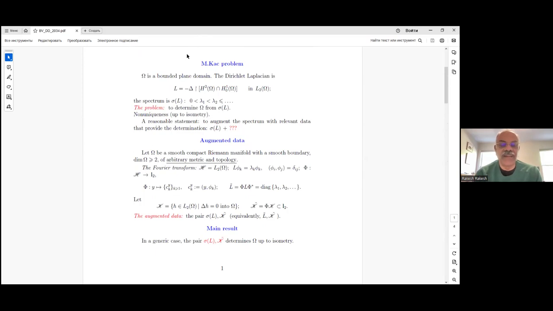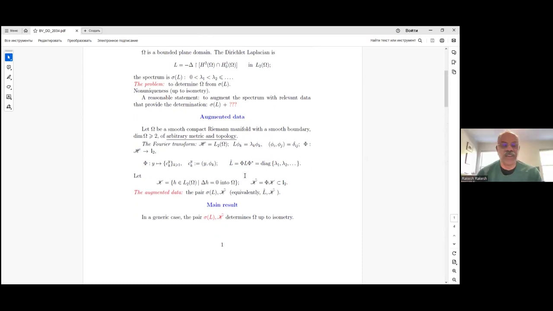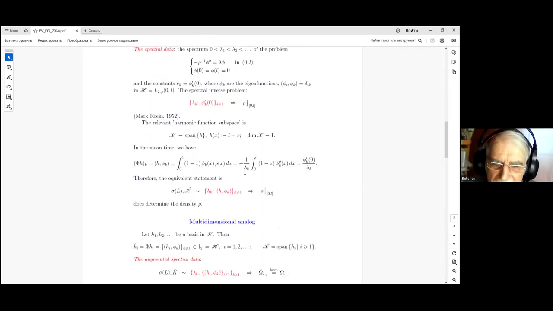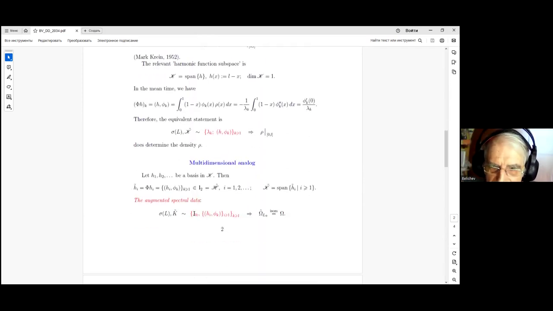So your data are the spectrum and the Fourier coefficients of the harmonic functions, correct? In this statement, yes, we have the spectrum and the Fourier coefficients of harmonic functions for a complete system of harmonic functions. Right. Isn't that the same thing as knowing the normal derivatives of the eigenfunctions on the boundary? Just by the Green's formula.